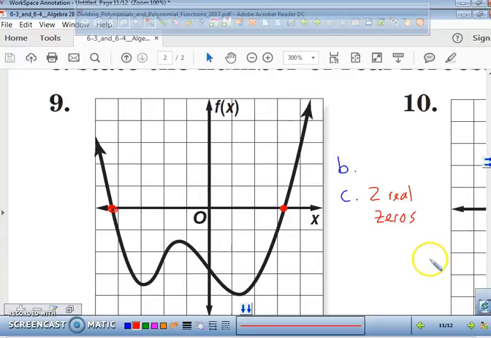By the way, is this an odd or an even? It is even. Very good. It's even. We'll look at number 10 here in a second. But this is even now.